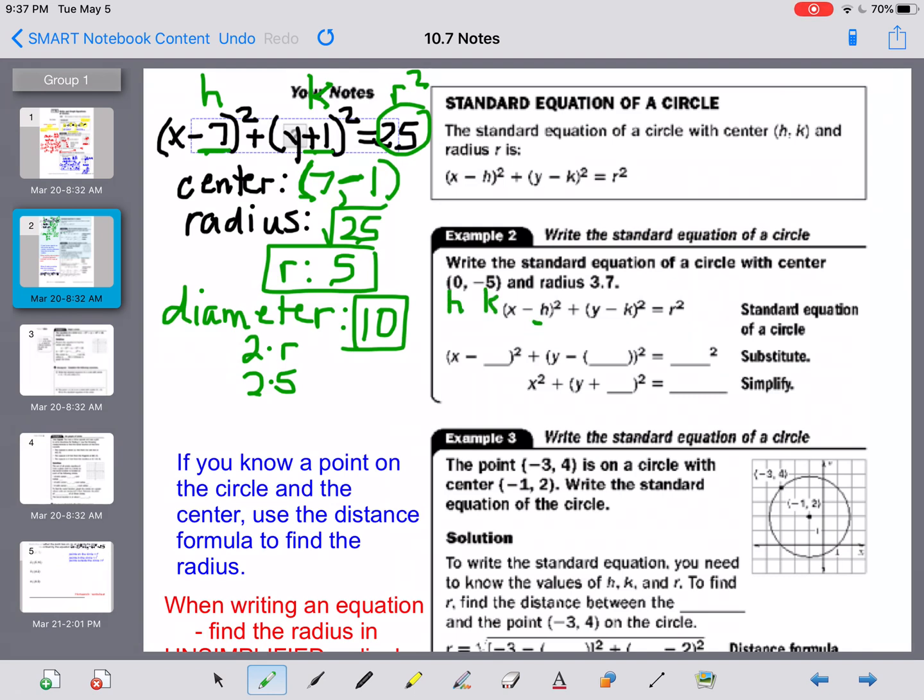I plug in for h, x minus that 0. I plug in for k, y minus a negative 5. And in for r, I'm going to plug in 3.7. Well, when I simplify, x minus 0 is just x, and I leave it squared.